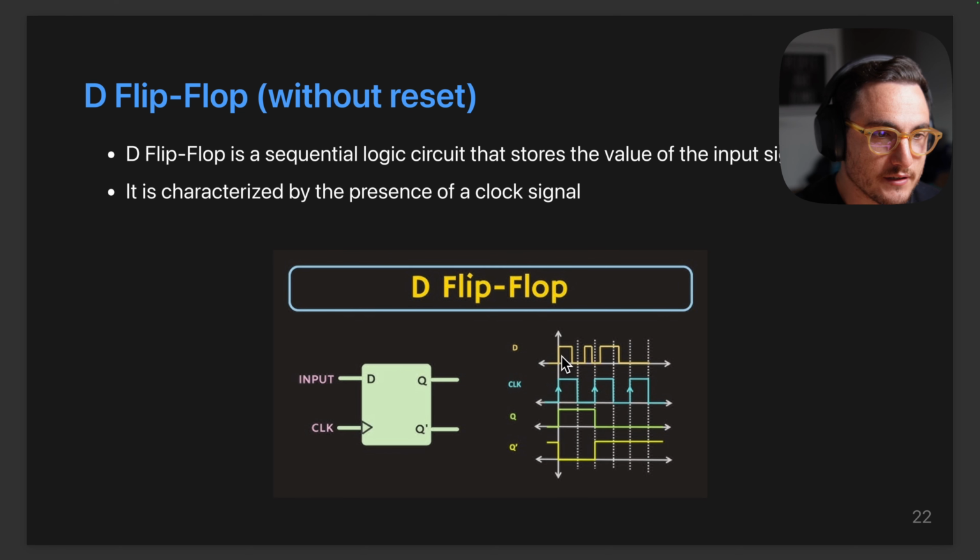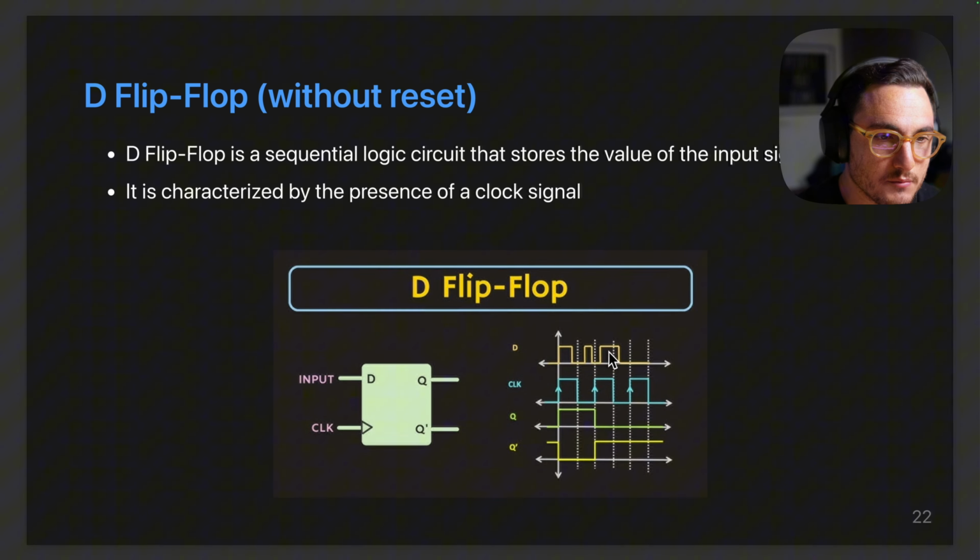And you can see that D can change at any time. It doesn't have to be synchronized with the clock. The arrow on the clock signal represents when we sample the D signal. So what happens is here we sample D is 1, Q is 1. Then nothing happens until the next rising edge. At the next rising edge, we look at D. D is 0, and so Q goes down. And on the next clock cycle, D is 0 and Q stays down.